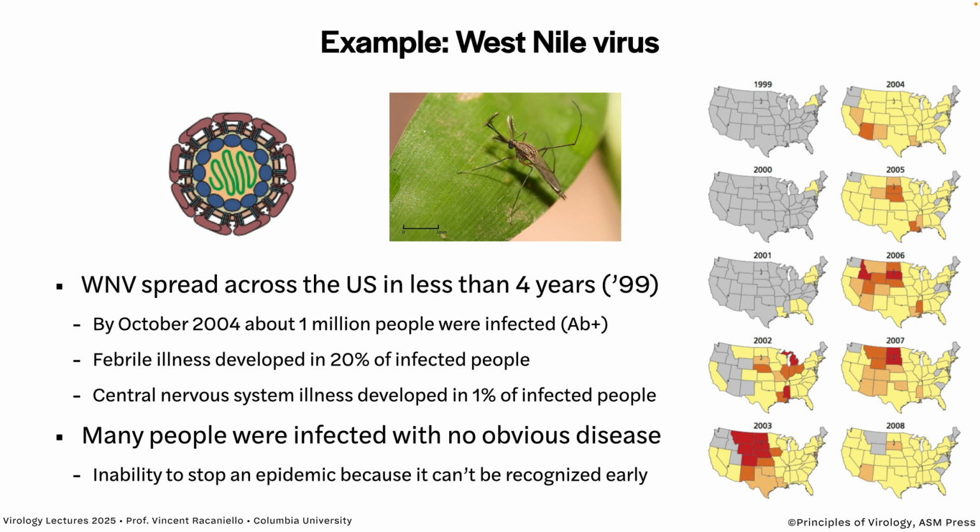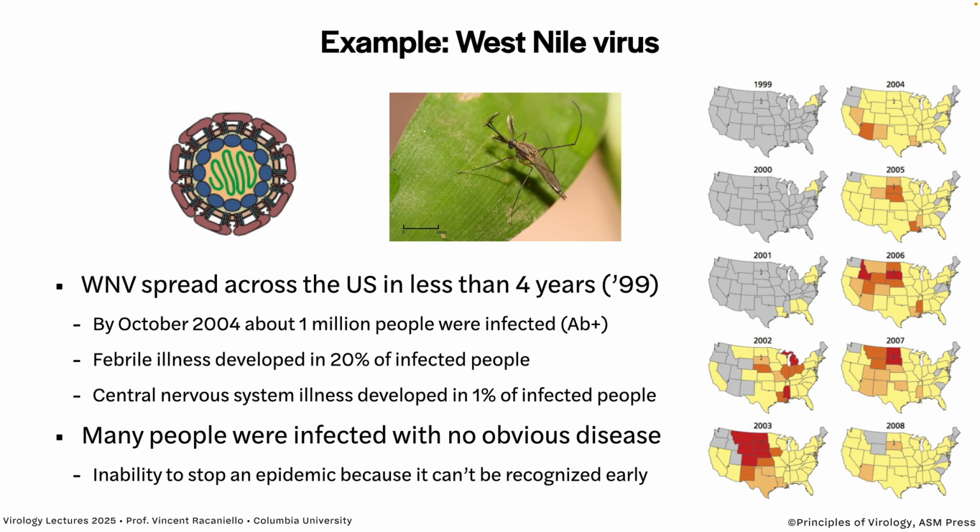So here are maps of the incidence. 1999, New York State, and then slowly expanding through the years until it was across the country by 2008. Now it's throughout the Western Hemisphere. By October of 2004, there were about 1 million people infected in the US. And when you see a number like that, that can only be derived from either a diagnostic test, which we don't do on a large scale for most viruses, or serology.